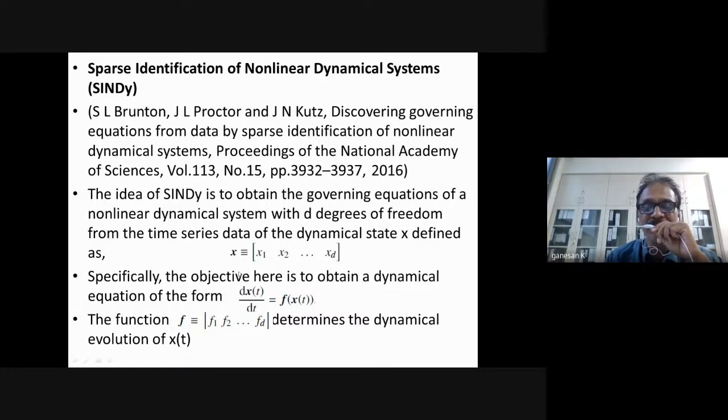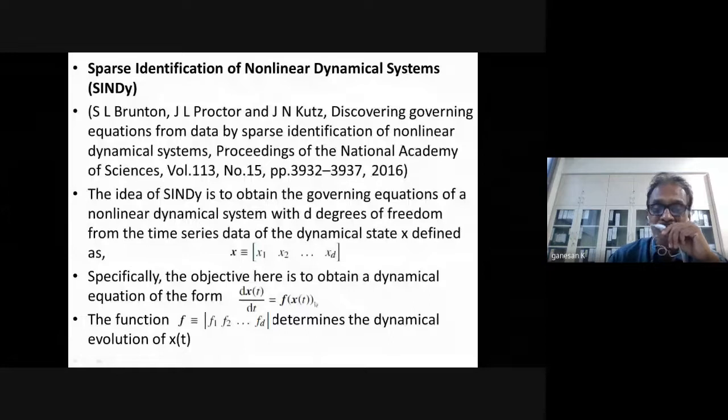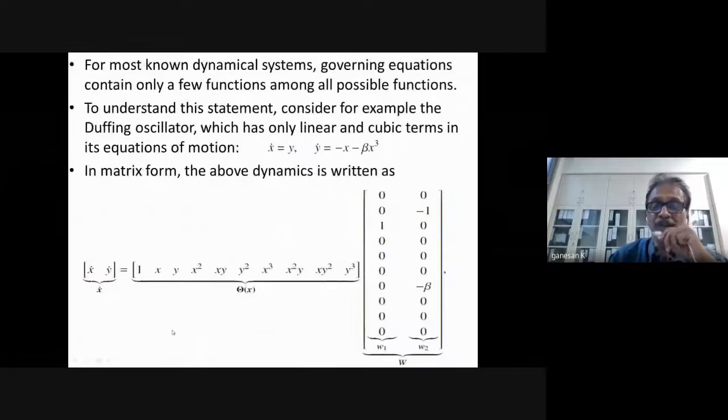So if it is a D-dimensional system, I have the values of the variables for each of these dimensions at any given point of time. Specifically, my objective is to get dynamical equations of the form. Whenever you want a dynamical system, you need a derivative function. It may be first, second or third derivative. Numerically, it is going to be a set of first-order differential equations where I say x dot equals f of x, t. This is how we have written the Lorenz equation and so on. Basically, I need to find what this f is for each of these variables. The function f will determine the dynamical evolution depending on your case.